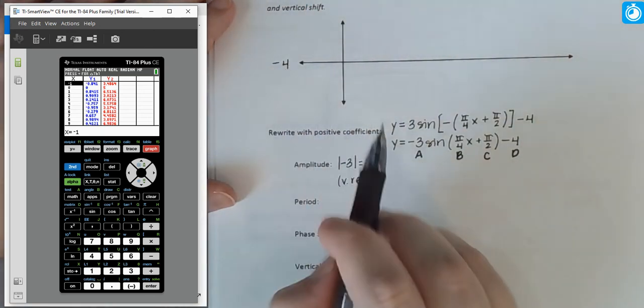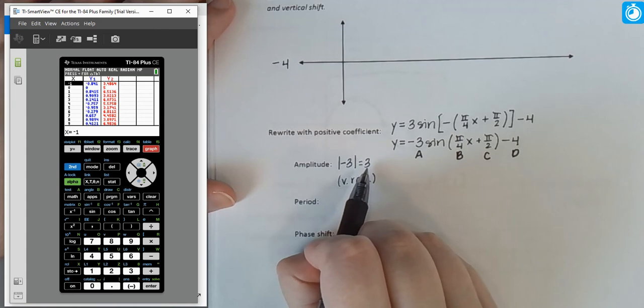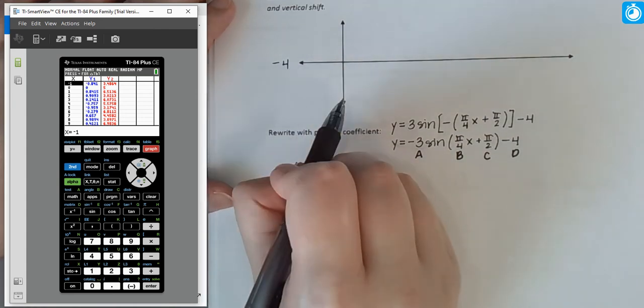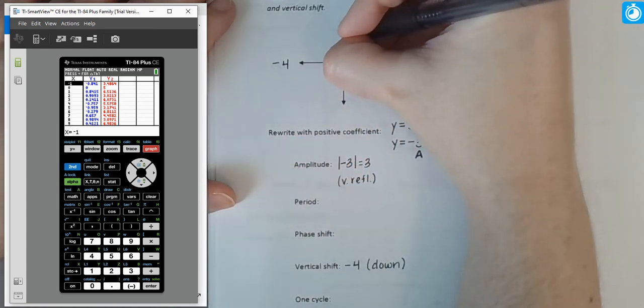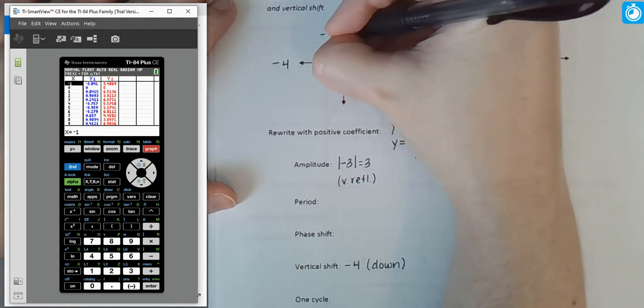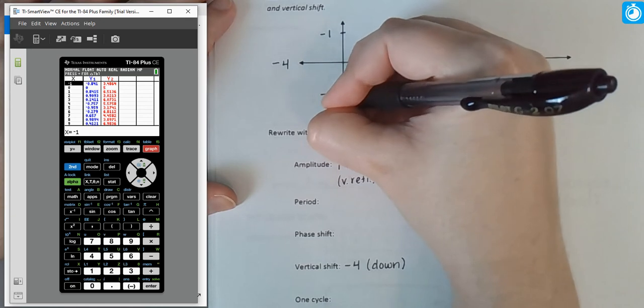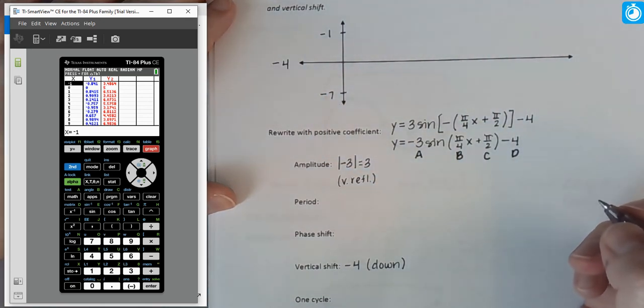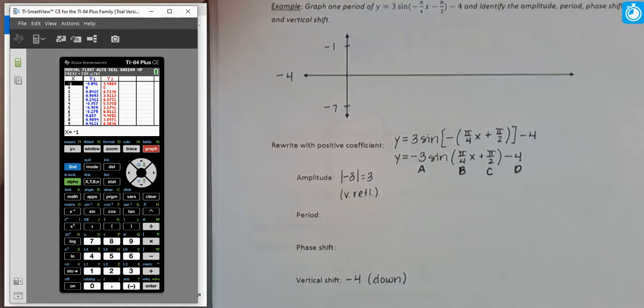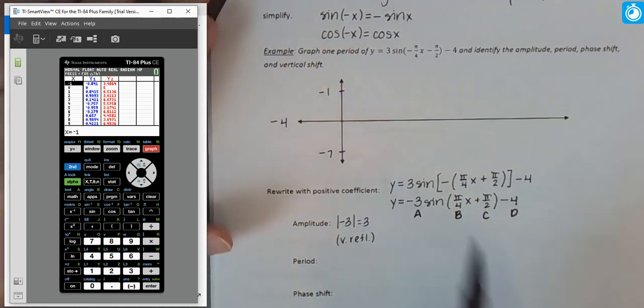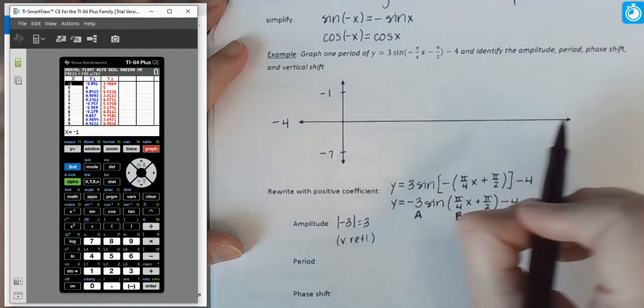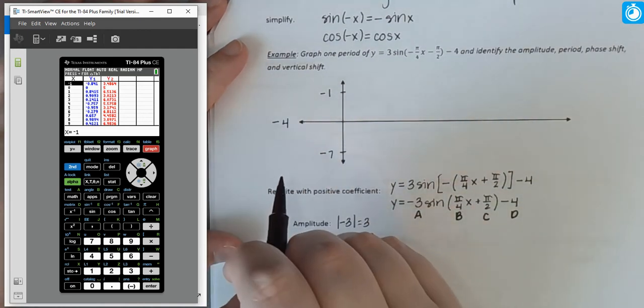And then from -4, we have an amplitude of 3. So 3 units above and 3 units below -4. So 3 units above would take us to -1, and 3 units below would take us to -7. As with a couple of the previous examples, keep in mind this means that we're no longer working with an actual axis. This is no longer the x-axis.